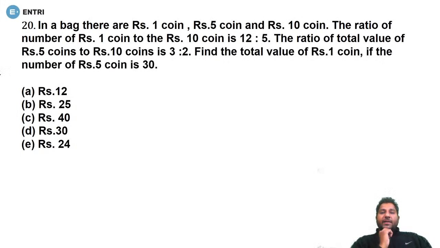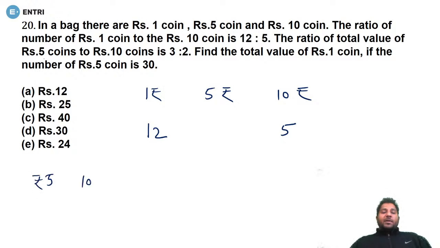Now solve the next question. In a bag, there are 1 rupee coins, 5 rupee coins, and 10 rupee coins. The ratio of the number of 1 rupee and 10 rupee coins has been given as 12:5. The ratio of the total value of 5 rupee and 10 rupee coins has been given as 3:2. Okay.